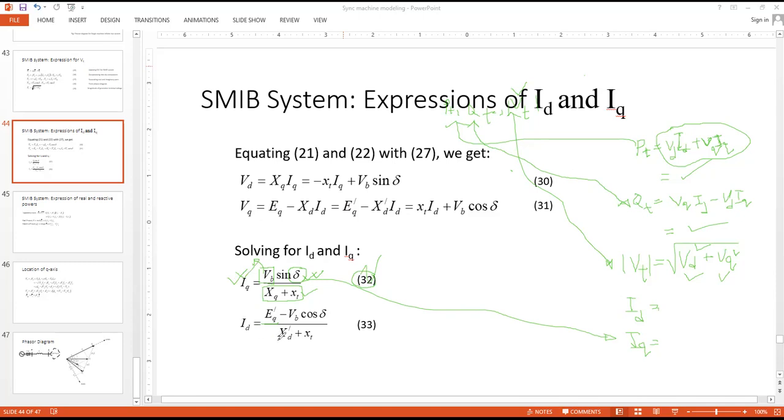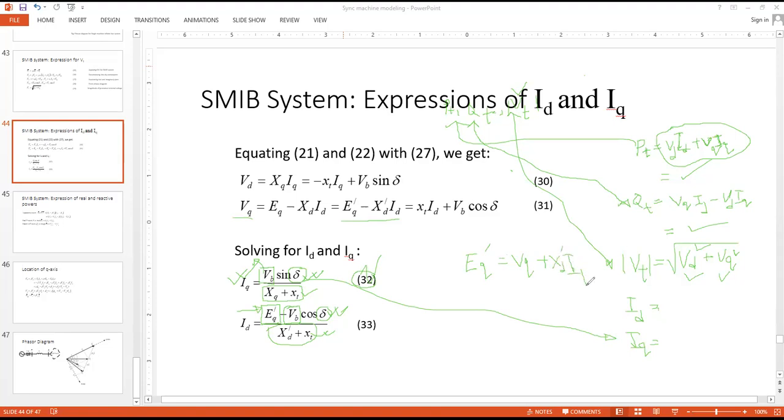What about ID? Do you know VB magnitude? Yes, we know. Do you know delta? Yes, that is known. The bottom part should be given, because these are system reactances. But do we know EQ dash till now? We don't know EQ dash. So how do you calculate EQ dash now? You can use this expression here: EQ dash equals VQ plus XD dash ID.